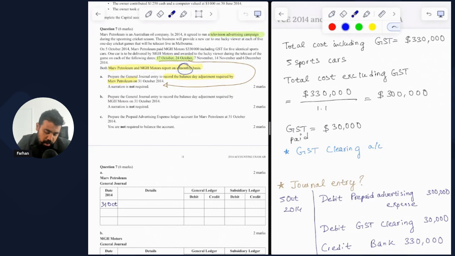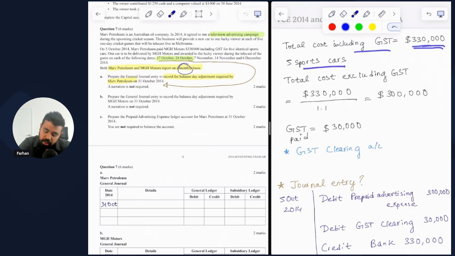So the first requirement of the question is to prepare the journal entry that records the balance day adjustment on 31 October 2014 for Mark Petroleum. So let's look into the workings on the right-hand side. So Mark paid a total of $330,000, including GST. And this $330,000, including GST, was paid for 5 cars.